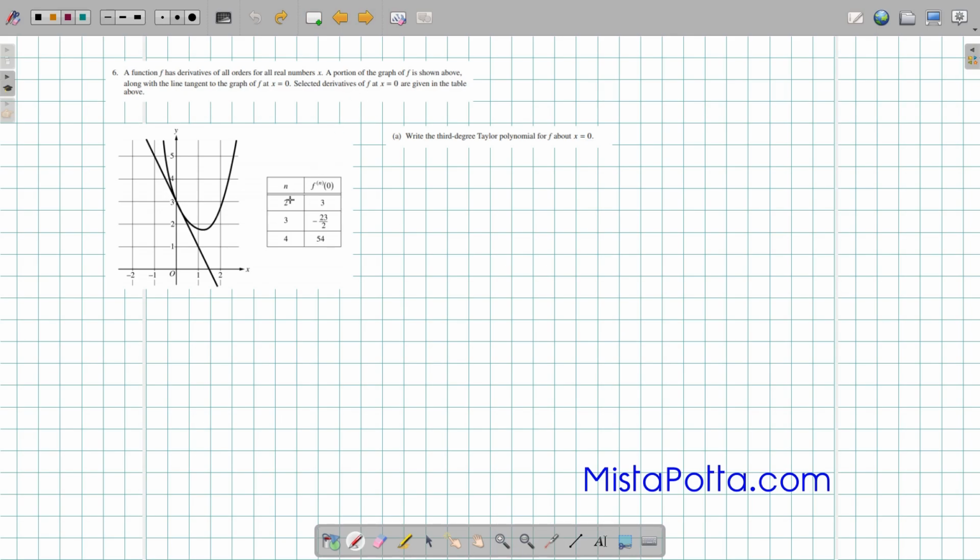So I've got this table. This is the second derivative, the third derivative, the fourth derivative. But keep in mind, if I need a Taylor polynomial, I really need to know what the first derivative is, as well as what the value of the function is. And that's the purpose of this graph.